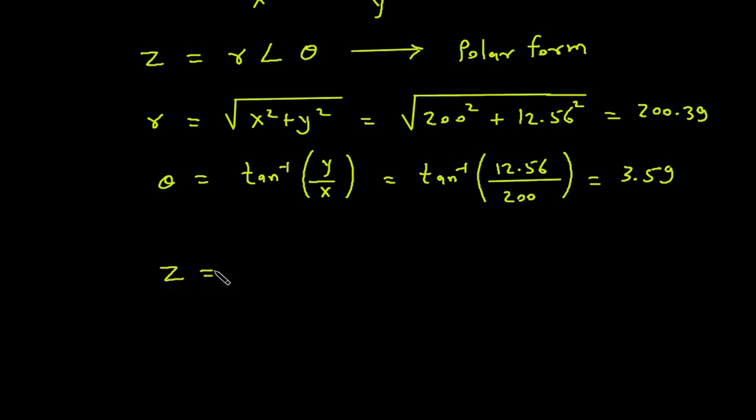Now Z is equal to R at an angle of theta. The value of R is 200.39 at an angle of theta. The value of theta is 3.59. Now since it is impedance, its unit will be ohm, we can write this in bracket.